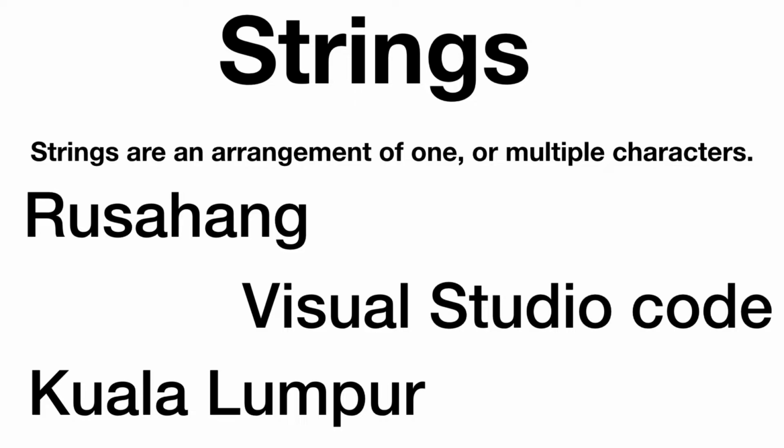As you can see over here in the example, the name Rusahang, the name of the IDE called Visual Studio Code, and the name of the city called Kuala Lumpur, all of these things have been represented by a collection or a sequence of characters, which in Python is categorized as string.